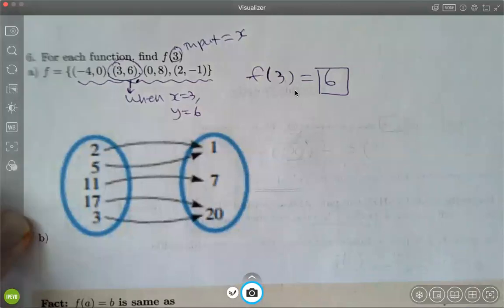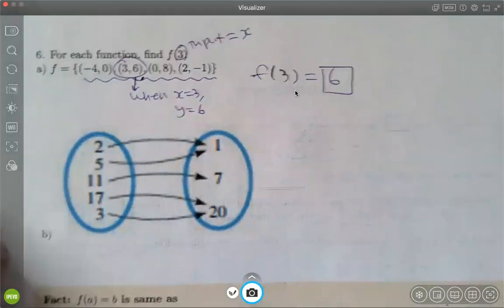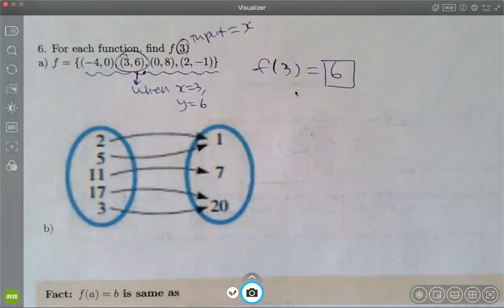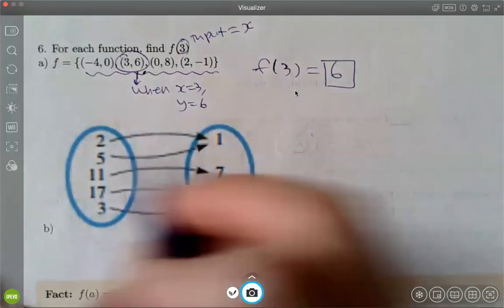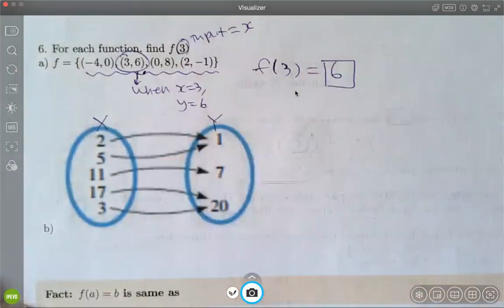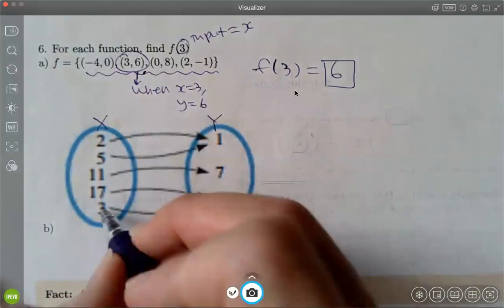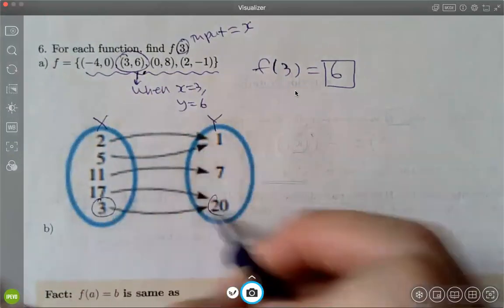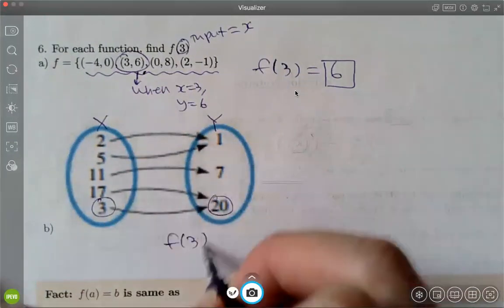Now, what about in this b? What is f of 3? 20. 20, yes. And what's the reason? Based on how the arrows are moving, that is the x group and that is the y group, right? So what does that mean? Find the x value and it ends up at 20, so f of 3 is equal to 20, yes.